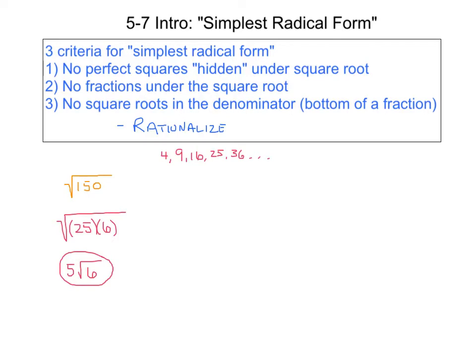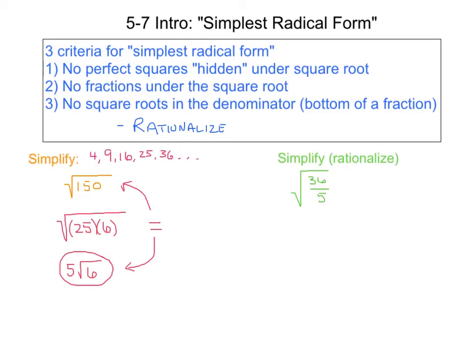So these two are the exact same thing. In fact, all three are the same thing. Just to make it clear that all we did was simplify. All we did was rewrite it, but 5 square root of 6 is in simplest form. And now the second example we're going to do, it says to simplify and it says to rationalize.